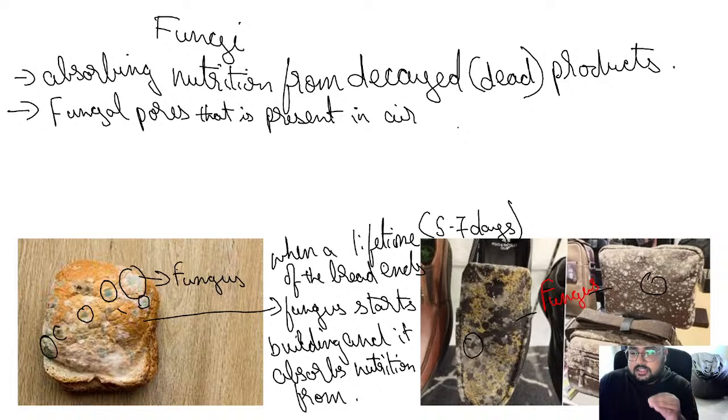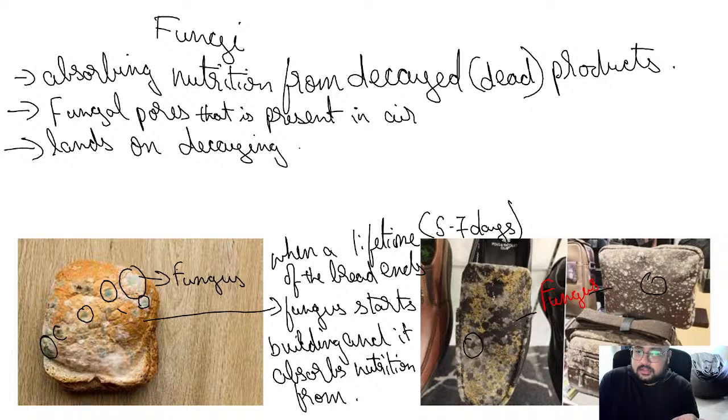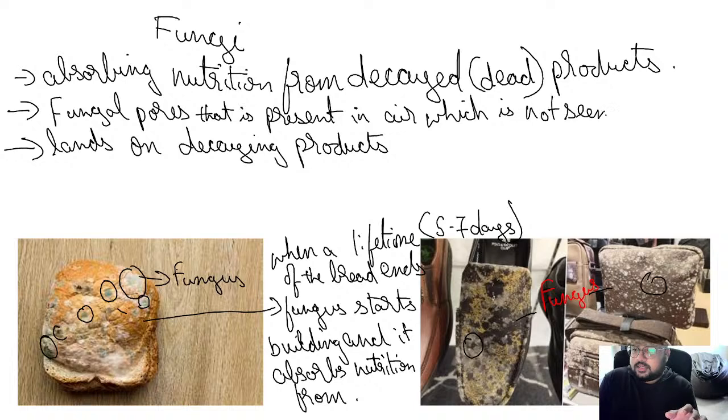Once the product starts decaying and the fungus gets to know that this is the place where it can go and occupy, that is where it lands. It lands on decaying products, which are not seen by eyes. It will be present everywhere in the atmosphere.